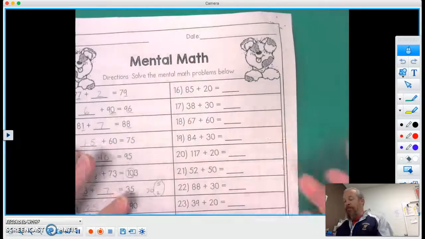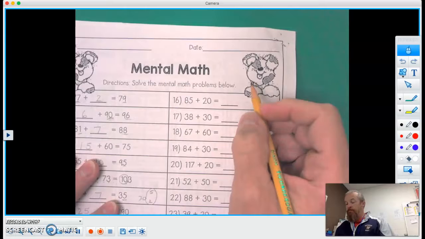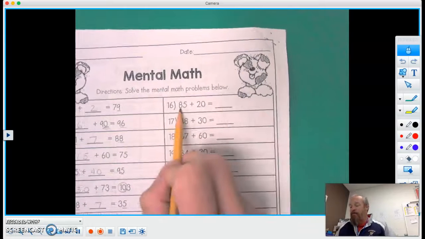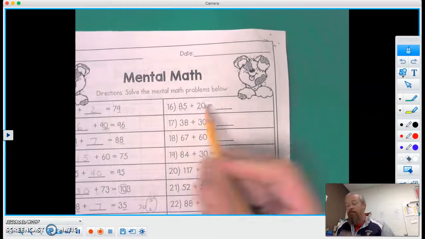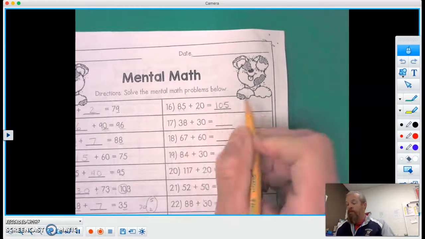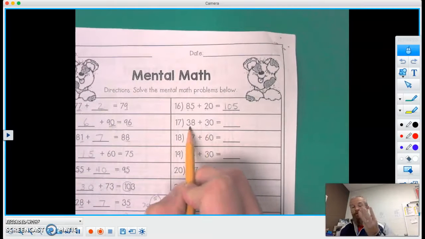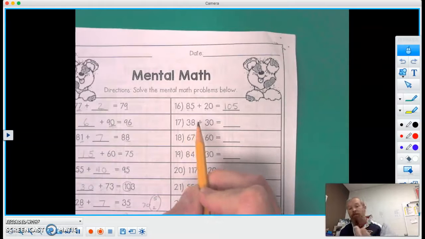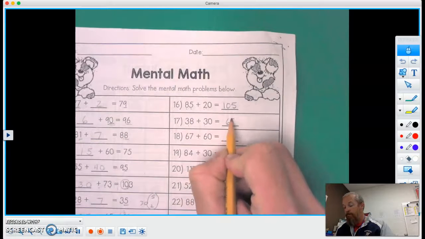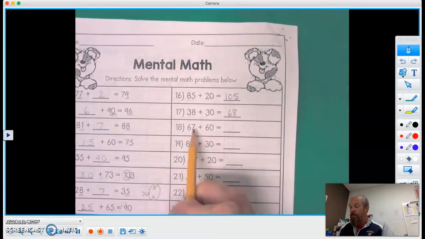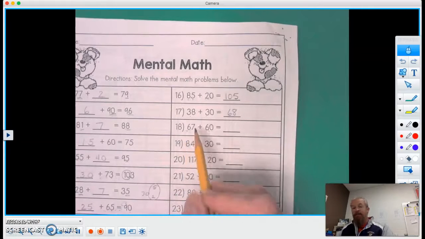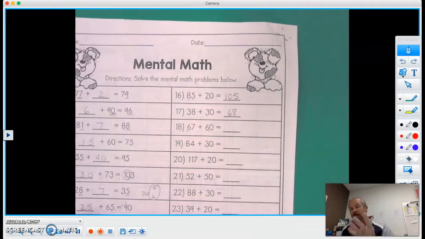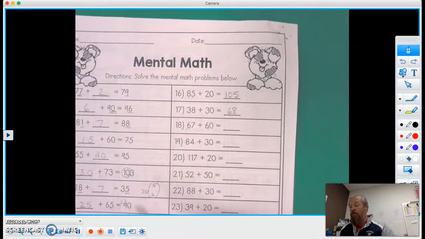Okay, here we are. We have 85 plus 20. 5 plus 0. All right, let's go this way. 85, and we're just going to add our 10. So 85 would be 95, 105. This time 38 plus 30. So 38, we have 48, 58, 68. Okay. Same here with the 6. So we have 67 plus 60. So 67, 77, 87, 97, 107, 117, 127.